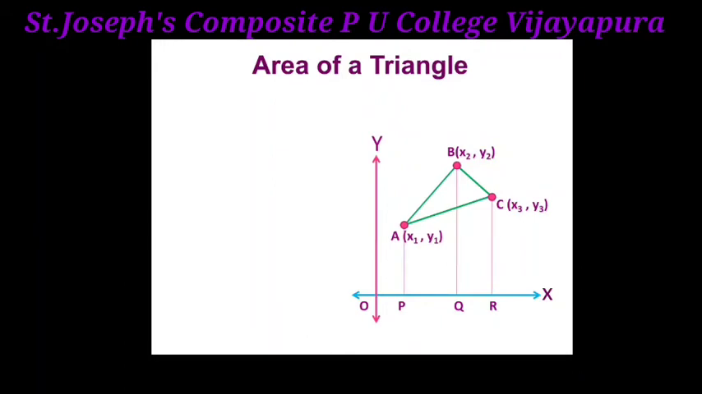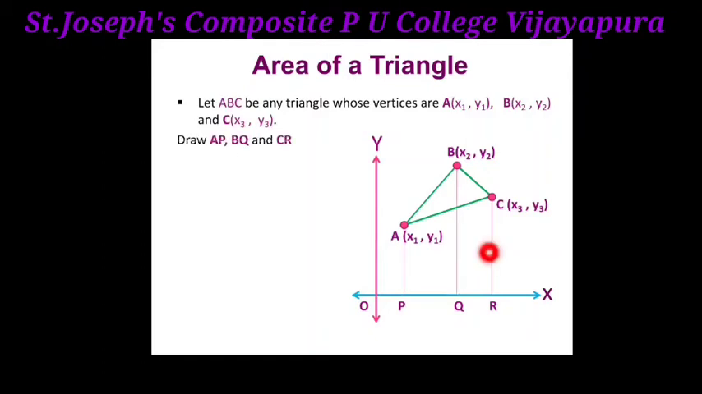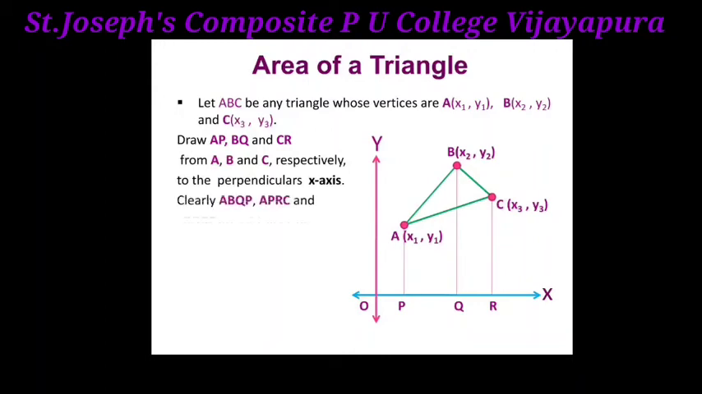Now let us derive the area of a triangle. Let ABC be any triangle whose vertices are A(x1, y1), B(x2, y2) and C(x3, y3). Draw the lines AP, BQ and CR from the points A, B, C respectively perpendicular to the x-axis. Clearly, ABQP, PRCA and BQRC are all trapeziums.